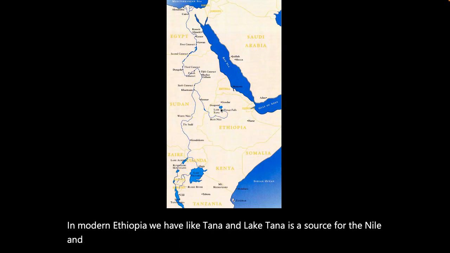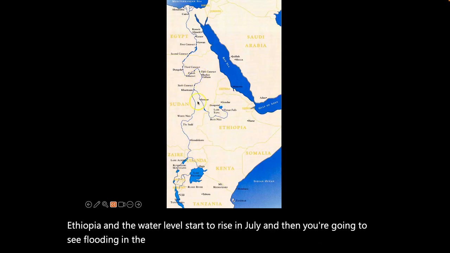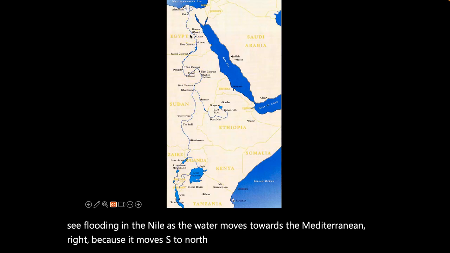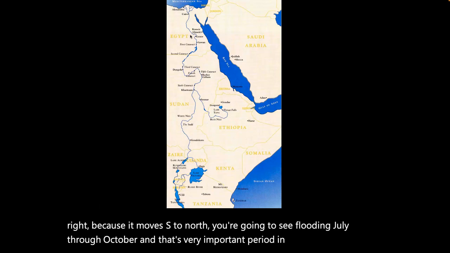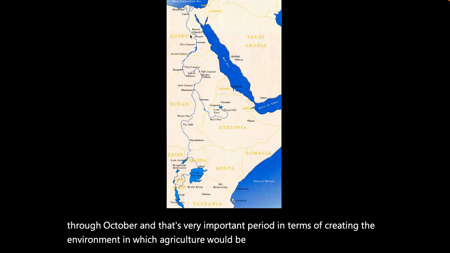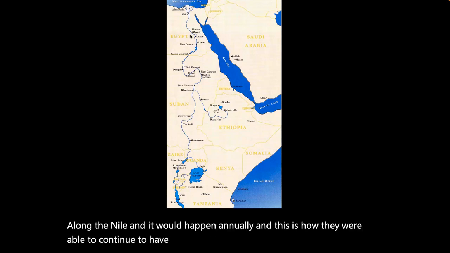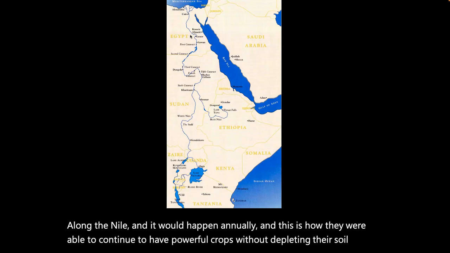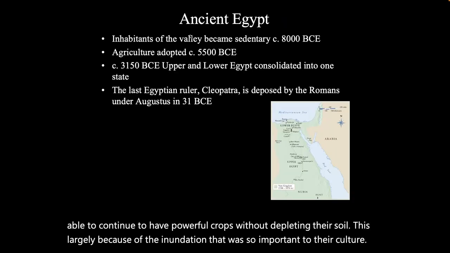And June through September is the rainy season around Lake Tana in Ethiopia. And the water levels start to rise in July. And then you're going to see flooding in the Nile as the water moves towards the Mediterranean, right? Because it moves south to north. You're going to see flooding July through October. And that's a very important period in terms of creating the environment in which agriculture would be sustained along the Nile. And it would happen annually, and this is how they were able to continue to have powerful crops without depleting their soil. It was largely because of the inundation. That was so important to their culture, the development of civilization.